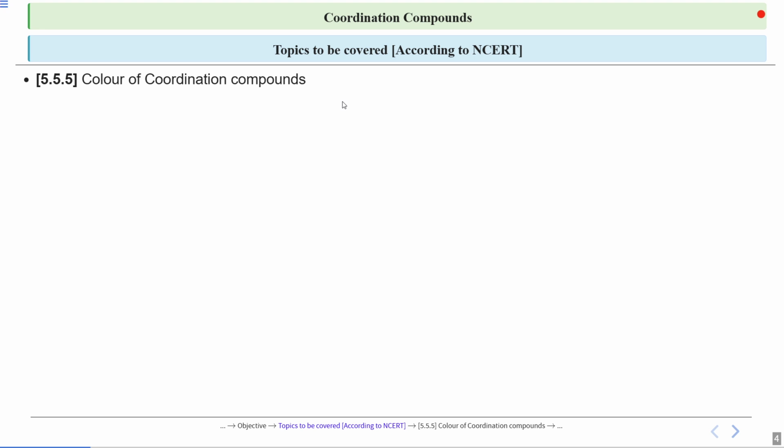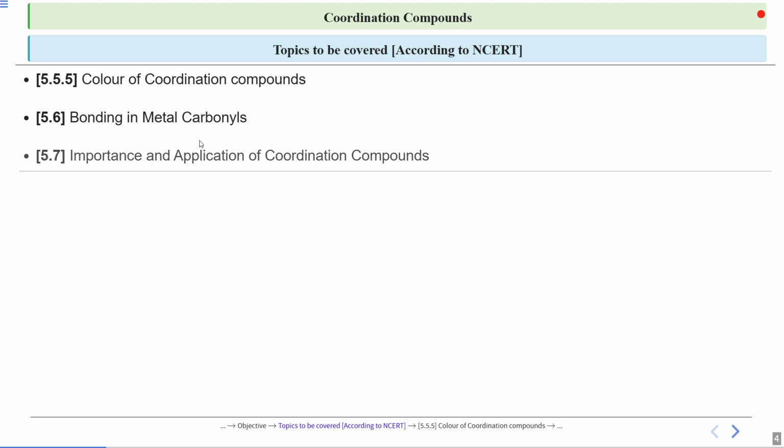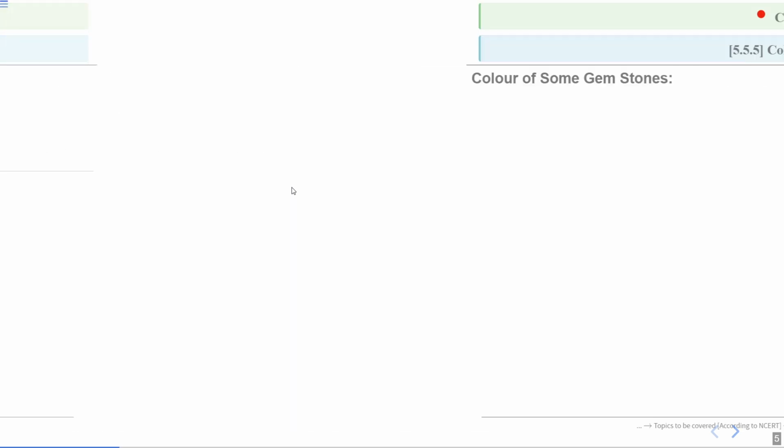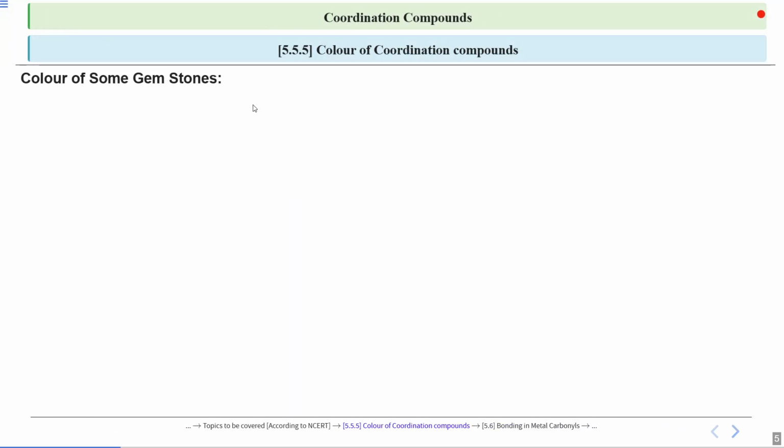The topics that we are going to cover today according to the NCERT are some part of section 5.5.5, that is color of coordination compounds, section 5.6, which is bonding in metal carbonyls, and then section 5.7, that is importance and applications of coordination compounds. So let's begin with our first topic, the color of coordination compounds.